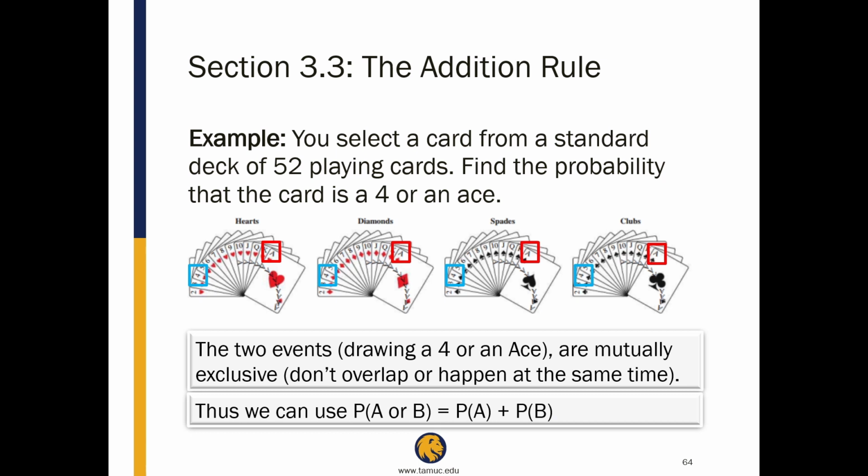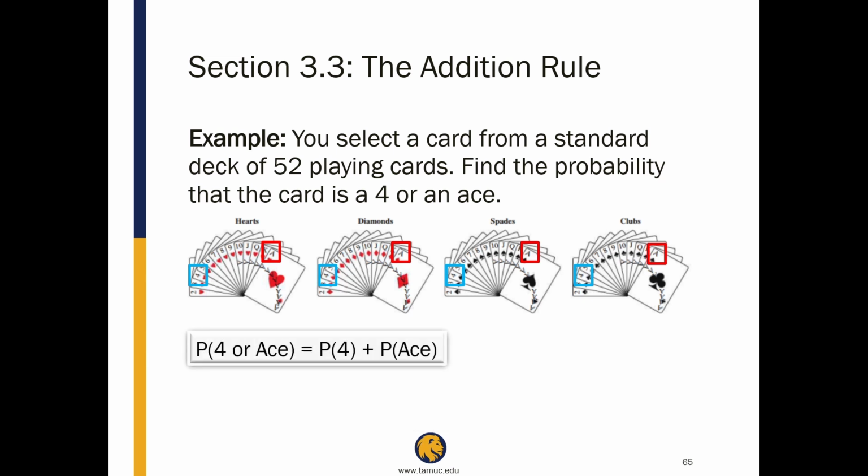So what is the probability of each event in this case? The probability of a 4 or an ace is equal to the probability of a 4 plus the probability of drawing an ace. And since there are 4 4s and 4 aces out of the deck of 52, the probabilities go 4 over 52 plus 4 over 52. Adding these together gives us 8 over 52, which is approximately 0.154.